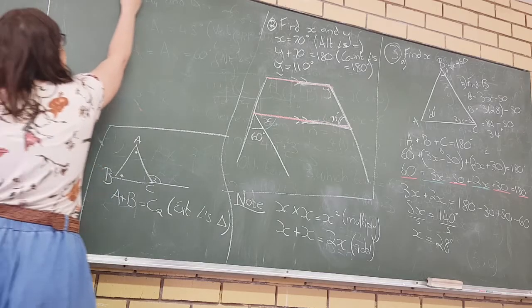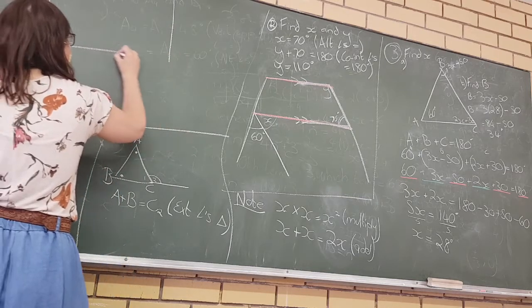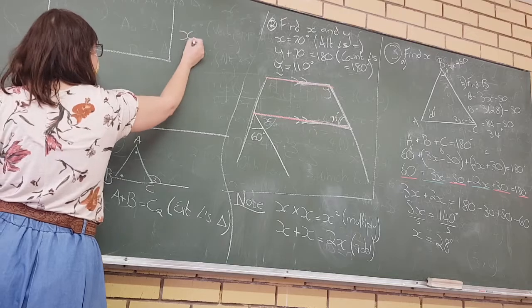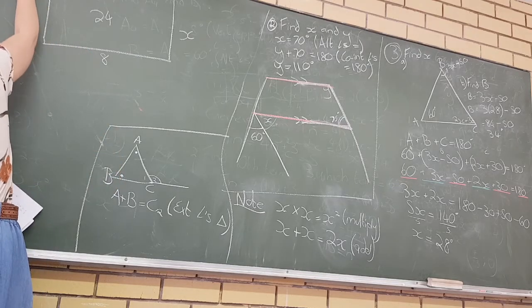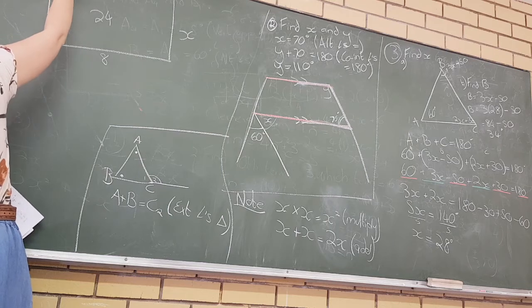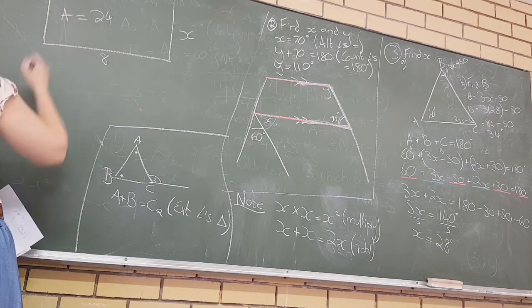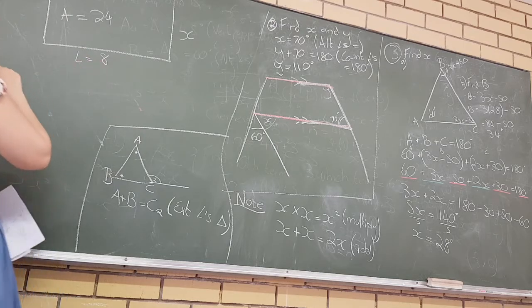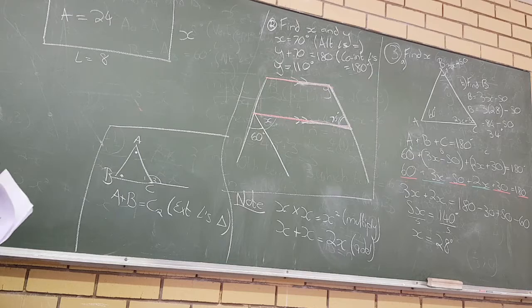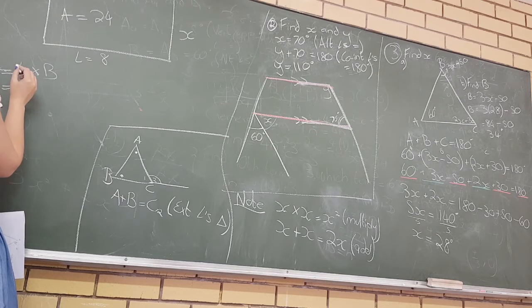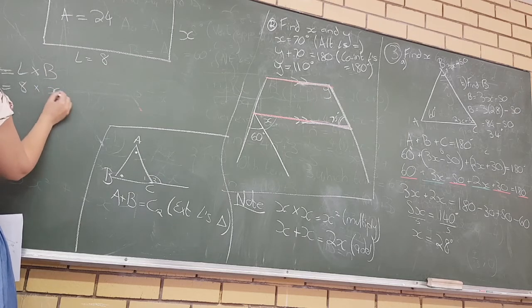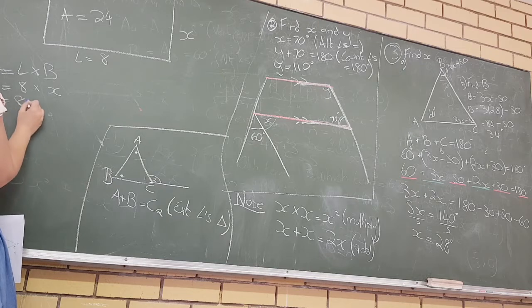The next one. Here it says find x. So this is our area, which equals 24. Length equals 8. How do I find x? So I start by saying area is equal to length times breadth. So my area, which is 24, is equal to my length, 8, times my breadth, which is x. So 24 is equal to 8x.